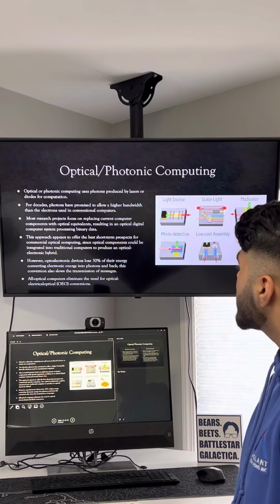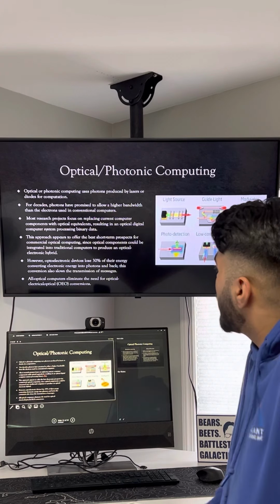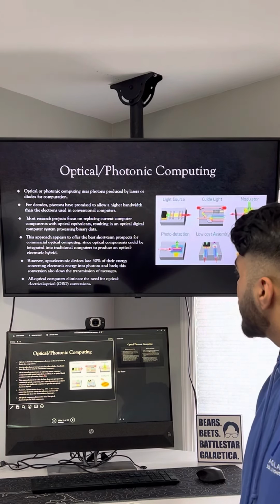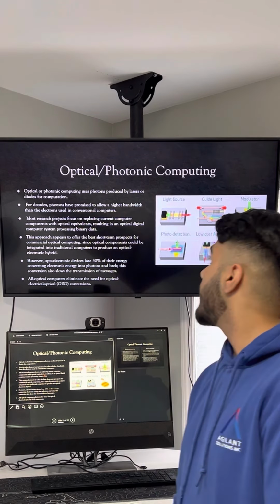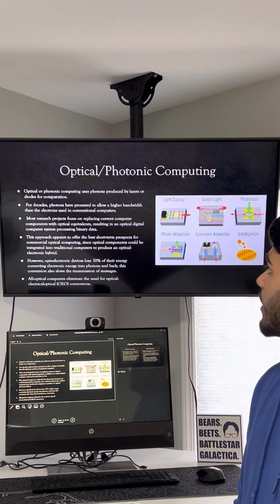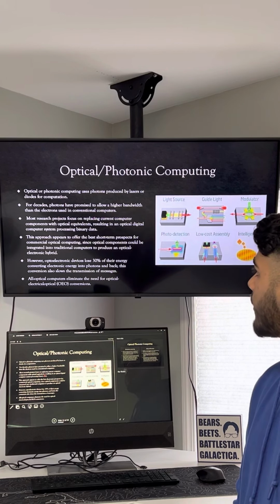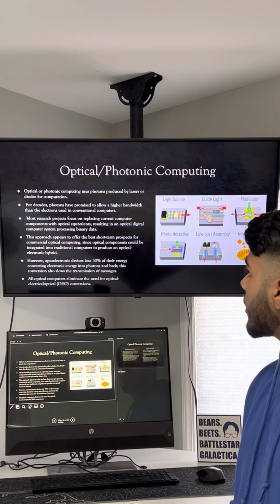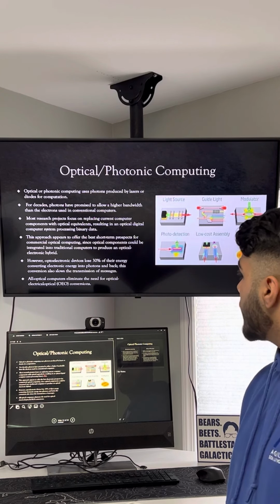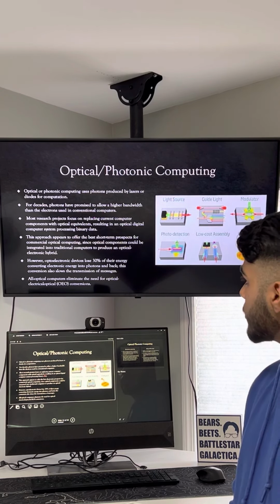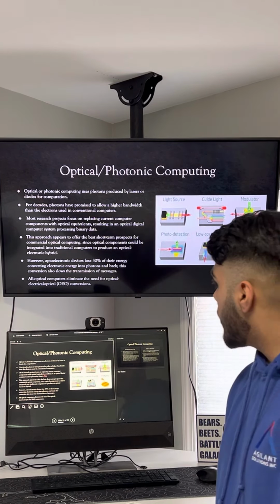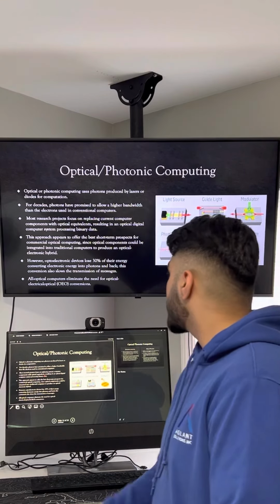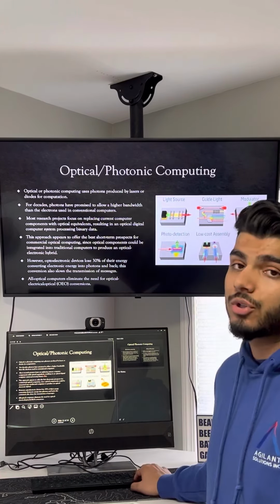Most research projects focus on replacing current computer components with optical equivalents, resulting in an optical digital computer system processing binary data. This approach appears to offer the best short-term prospects for commercial optical computing, since optical components could be integrated into traditional computers to produce an optical electronic hybrid. Okay, and all optical computers eliminate the need for optical electrical conversions.